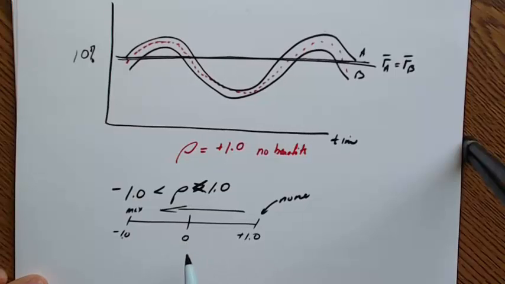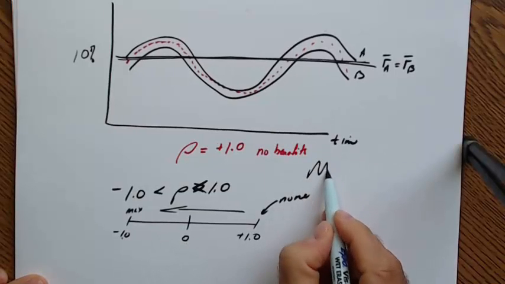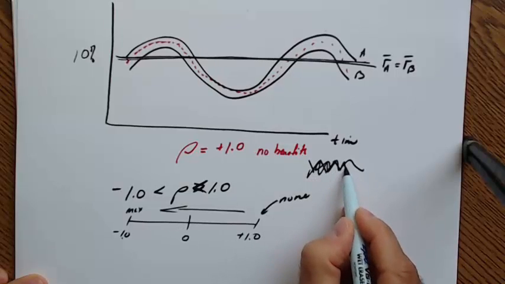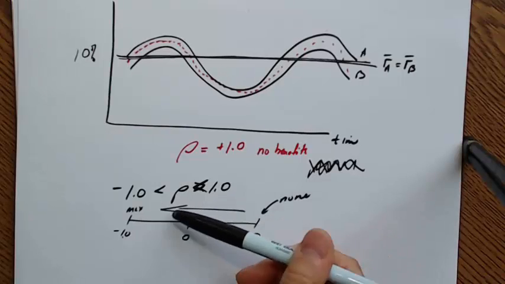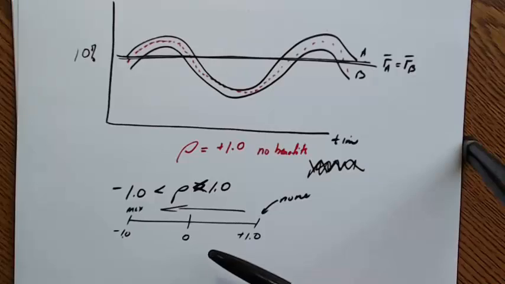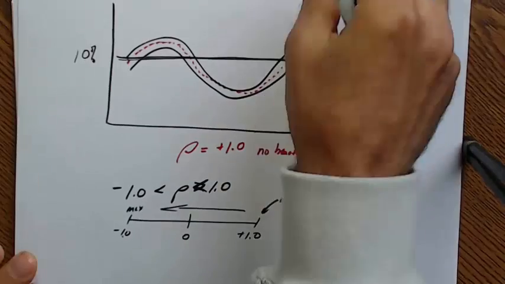Correlation of 0 means that the two are moving, I can't draw it right. The two are moving independent of each other. They're statistically independent and unrelated to each other. And that would be a correlation of 0. So in the world of portfolio management, people are trying to move in this direction. They're trying to find securities that do this.